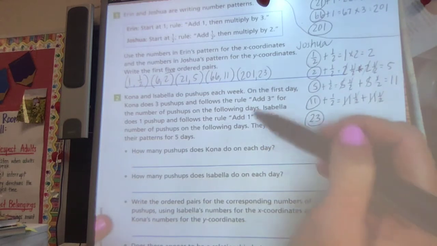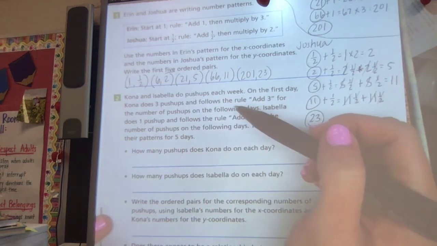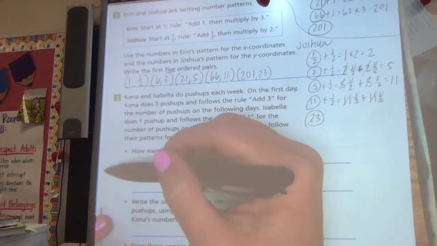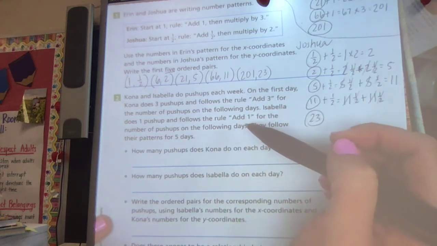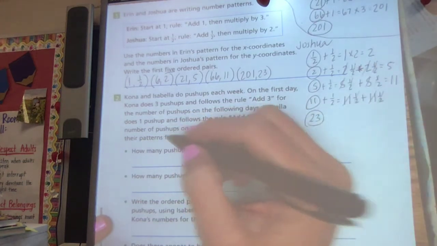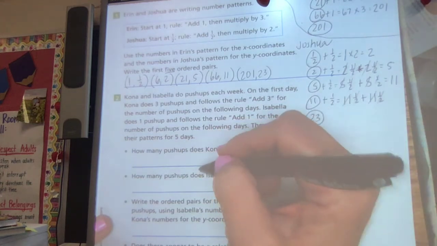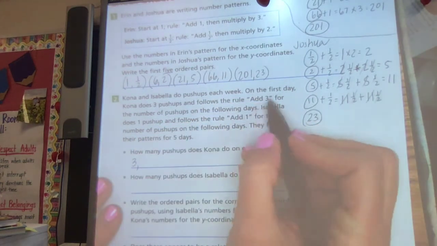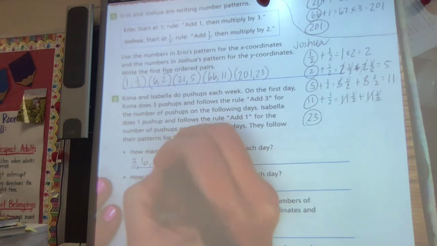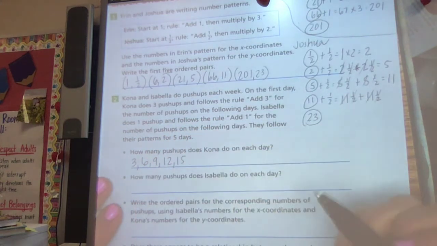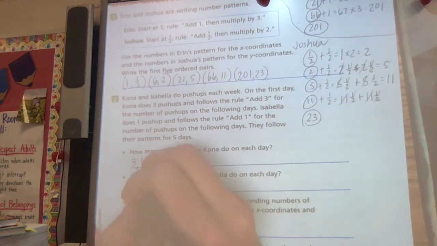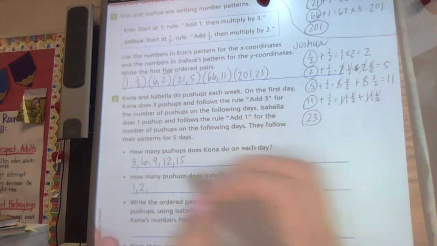All right. Kona and Isabel do push-ups each week. On the first day, Kona does 3 push-ups and follows the rule add 3 for the number of push-ups on the following days. Isabella does 1 push-up and follows add 1 for the number of the following days. And they do that for 5 days. How many push-ups does Kona do on each day? So remember, she starts with 3 and then she adds 3. 3, 6, 9, 12, 15. She adds 3 to it each day. Okay, Isabella does 1, then she adds 1 each day.